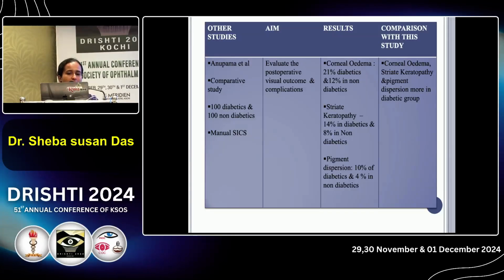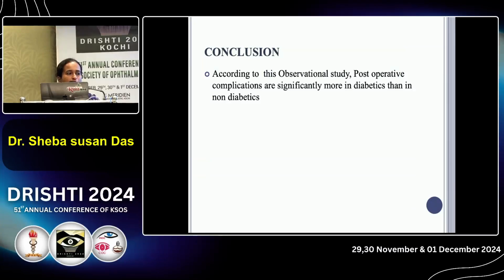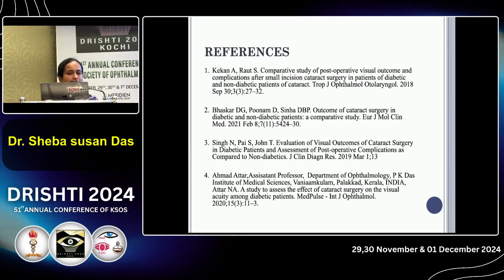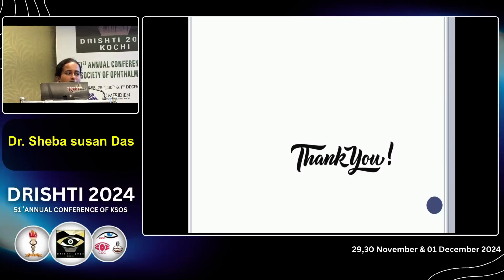And a study was done by Anupama et al., which was a comparative study to evaluate the postoperative visual outcome and complications. Corneal edema, striate keratopathy, and pigment dispersion were more in the diabetic group. A similar pattern was seen in our study also. So to conclude, according to this observational study, postoperative complications are significantly more in diabetics than in non-diabetics. The major limitation was small sample size, and this was a single center based study. These are my references. Thank you.